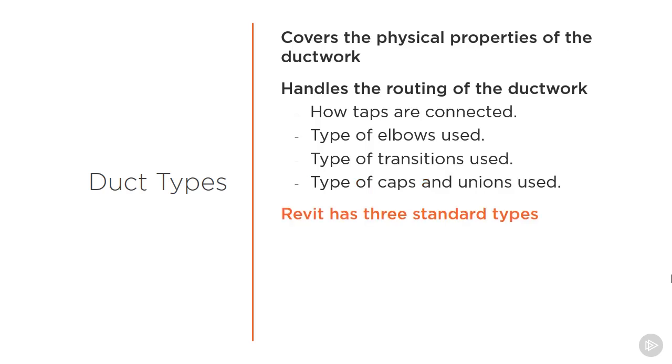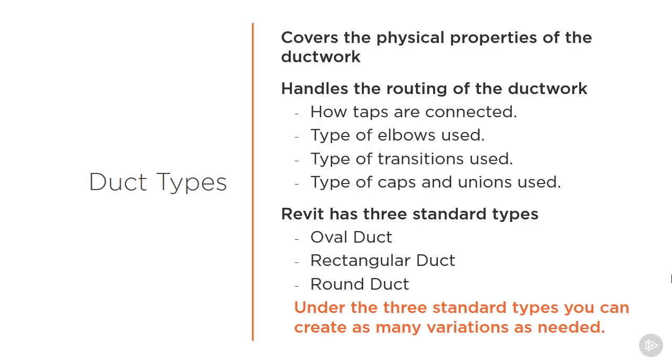Now, Revit has 3 hard-coded duct shapes to create your duct types from. They are oval duct, rectangular duct, and round duct. And under each of these duct shapes, you can create as many duct types as your company needs. So moving into Revit, let's create and edit some duct types.